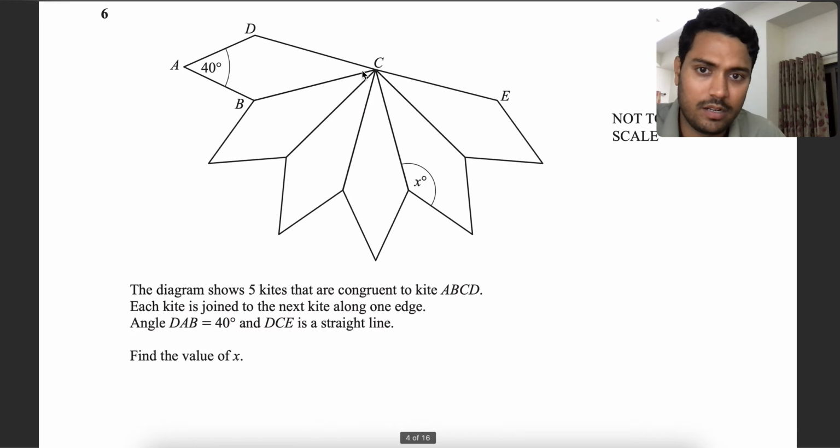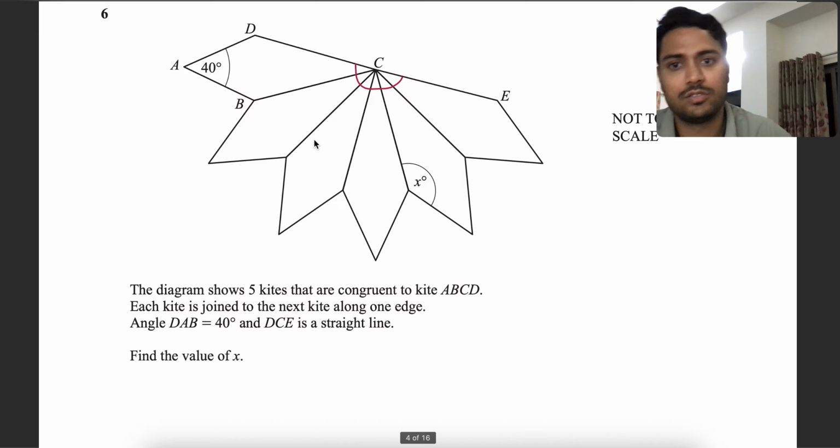DC is a straight line, so the sum of all the angles, and they are all congruent, is 180, divided by 6, so 30 degrees. Each angle will be 30 degrees. So this is 30, and each angle is 30.